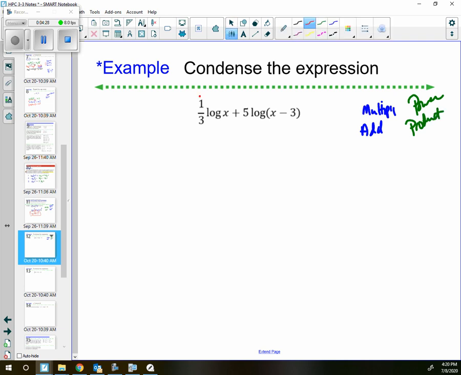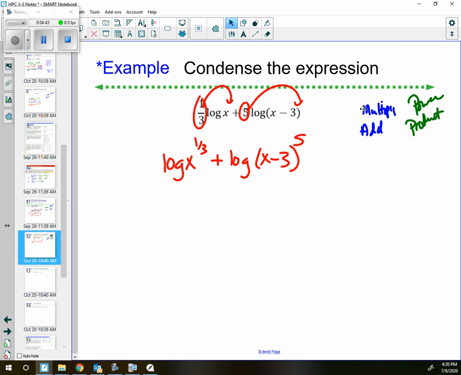All right, so my powers, my 1/3 can come up top here. So it's x to the 1/3, that's power to a power. My 5 can come up to this argument, so log of x minus 3 to the 5th. Now, a couple things to keep in mind. How else can you write the 1/3 power?